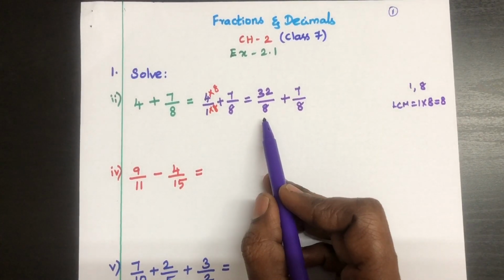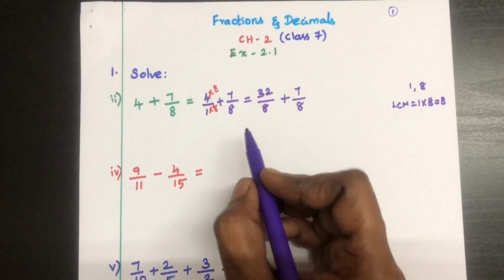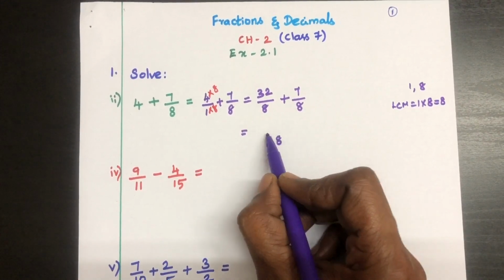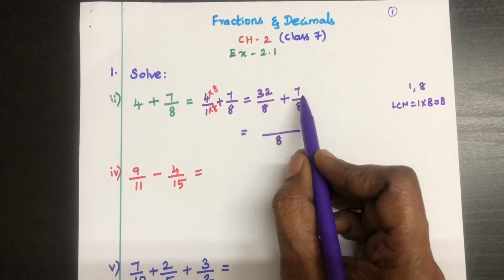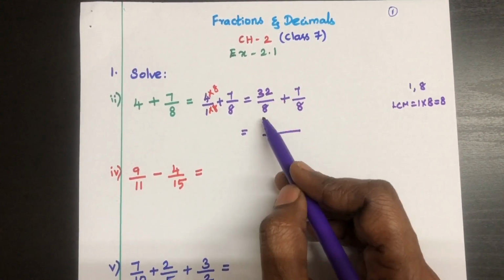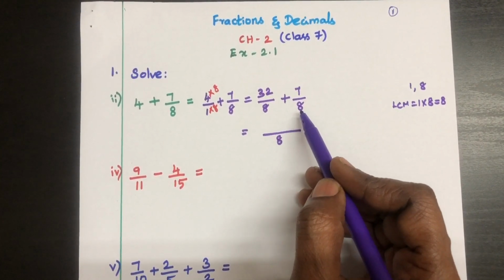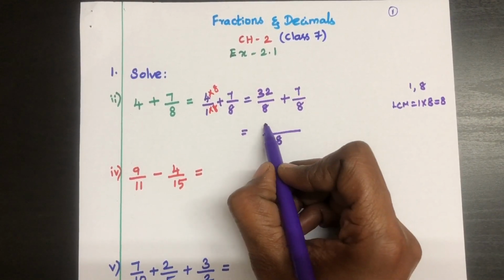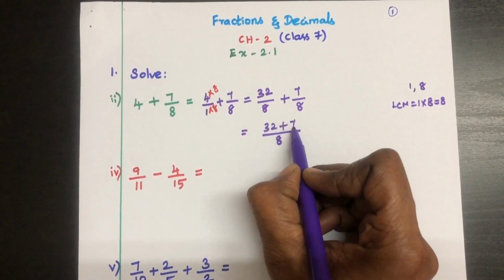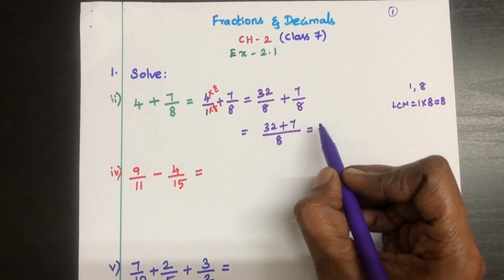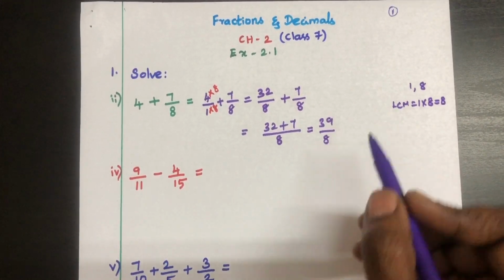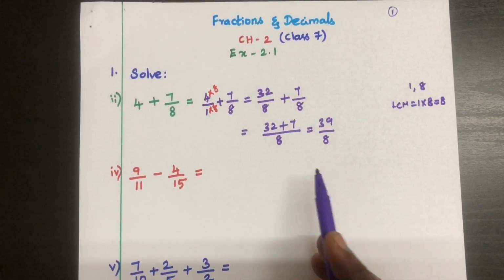Now see, both the denominators are equal, common denominator. So we can take 8 as common. In the numerator, we can add both the like fractions. See, denominators are equal, so it is a like fraction. In like fractions, we can add the numerators. 32 plus 7 is equal to 39 divided by 8. We can leave the problem here.